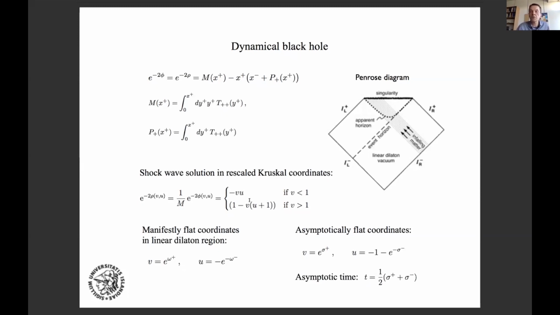But when we want to talk about times, for example, for asymptotic observers, we would go to these sigma coordinates here, and the asymptotic time is given. But that can easily be read off from whatever other coordinates. These are very explicit coordinate transformations one can do here. And another important coordinate system is the one in which this linear dilaton vacuum is manifestly a flat geometry. And those are related to the Kruskal coordinates like this. All right, so these are the players at the classical level.